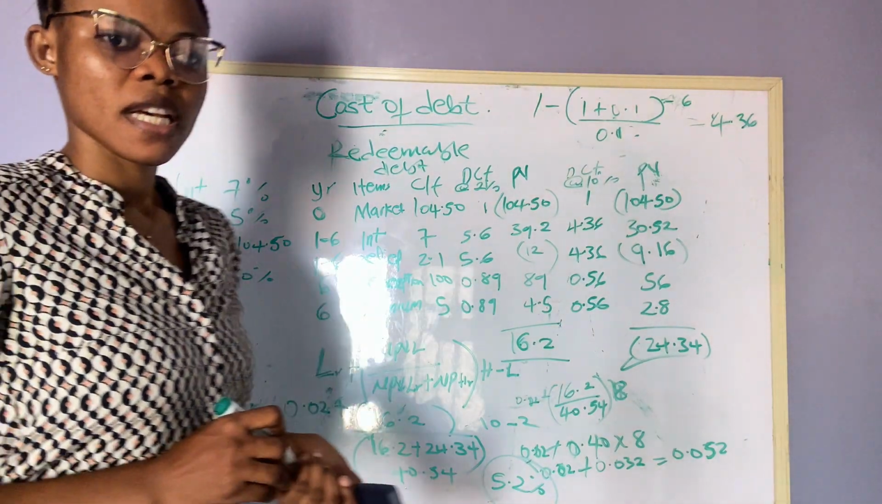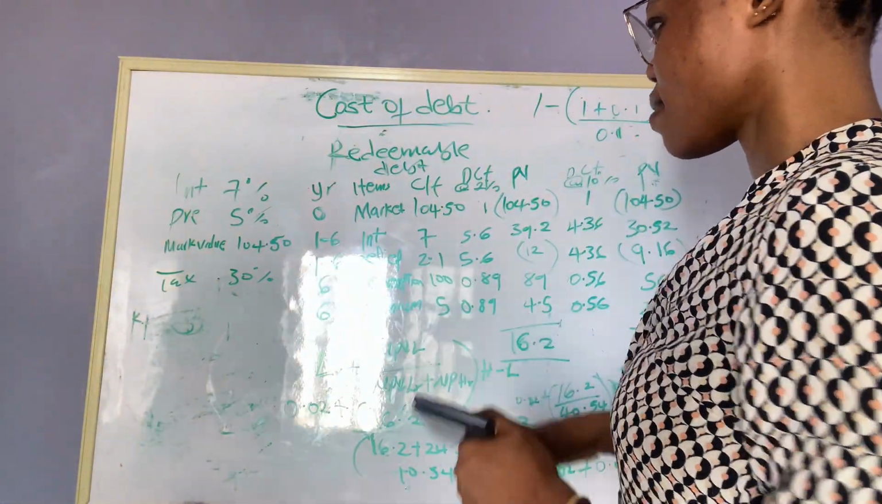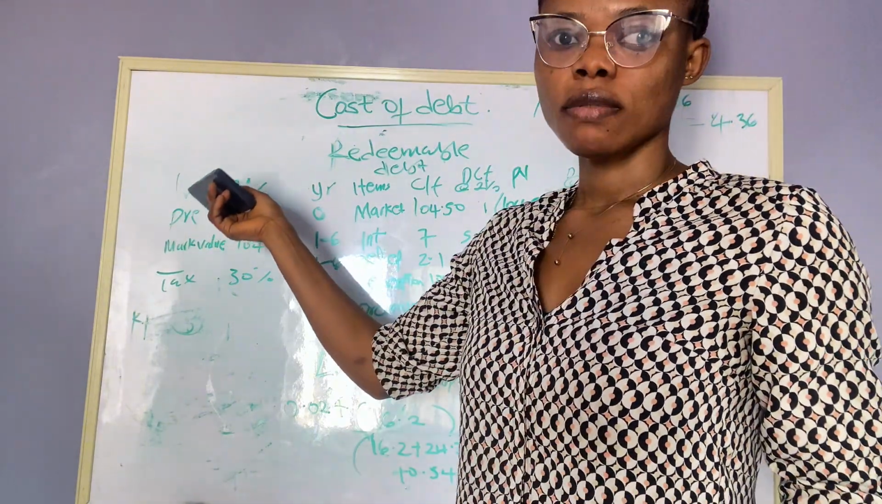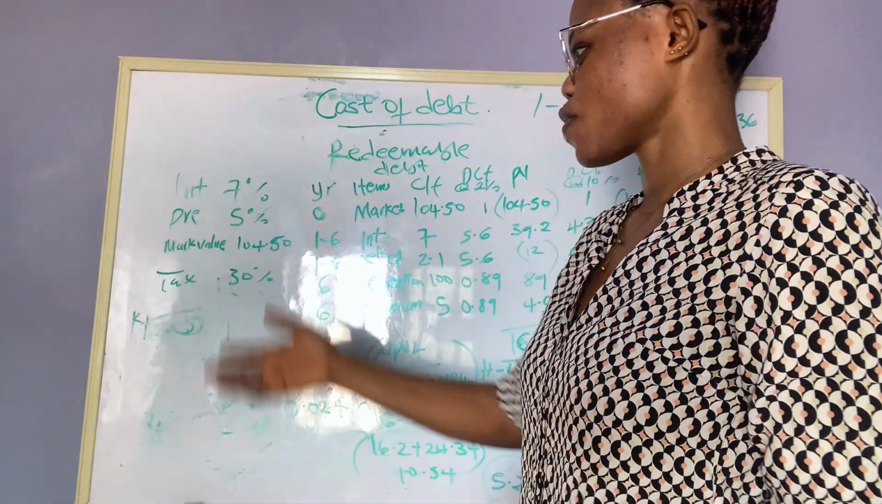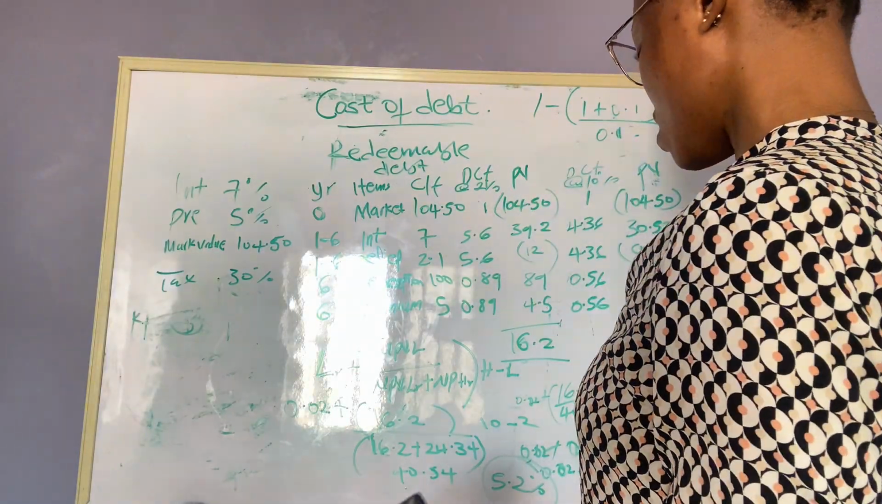So we've come to the end of redeemable debt. This is how it's computed. First of all, you list out your ingredients in the question, you understand what you need, then after which you do your computation. So this is it.